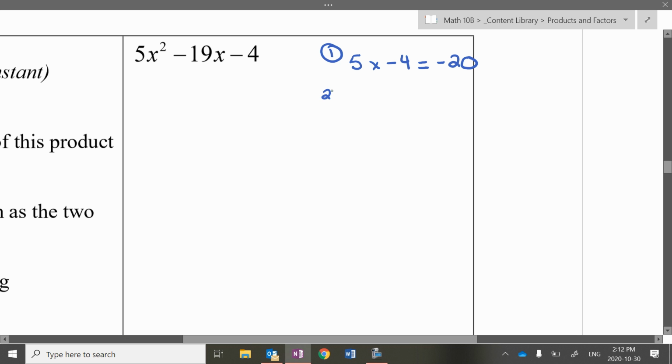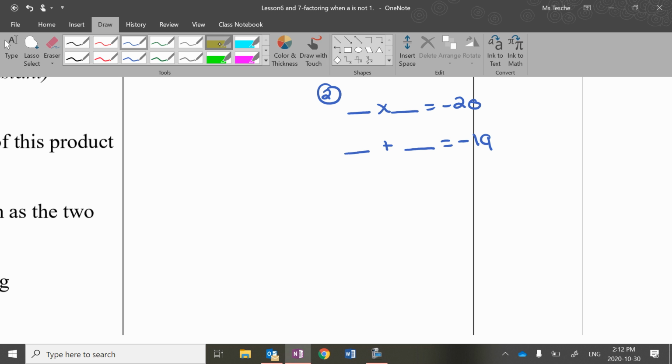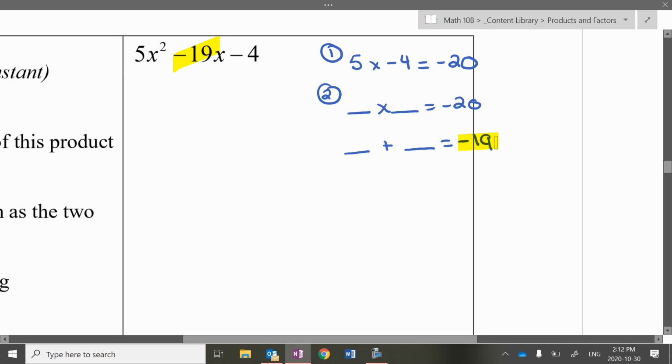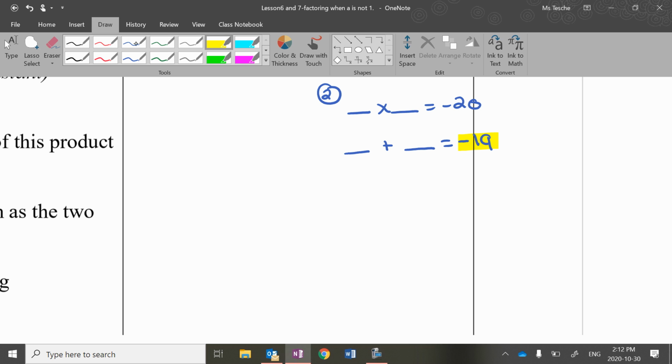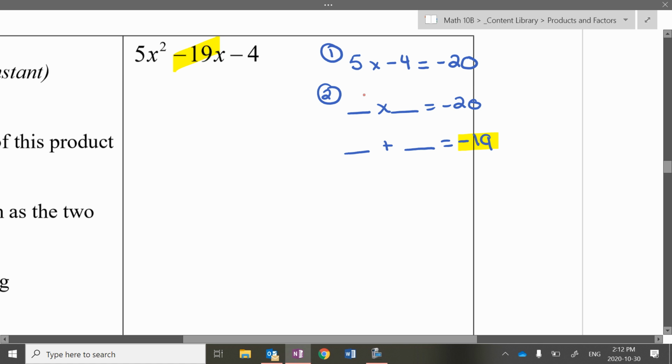Step 2 is to find 2 numbers that will multiply to negative 20 and add, in this case, to negative 19. So that 19 is from here. So in this case, we're going to have negative 20 and a positive 1.